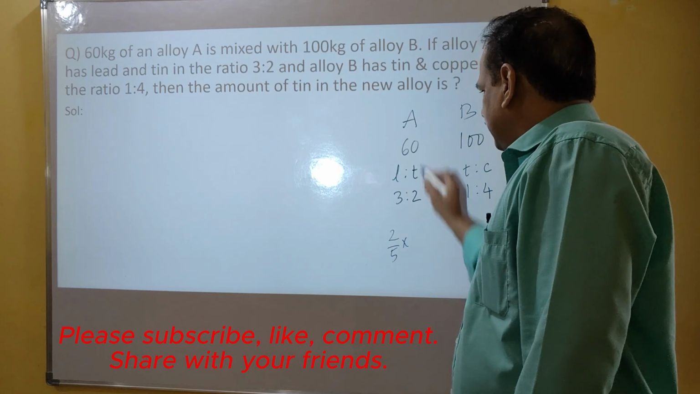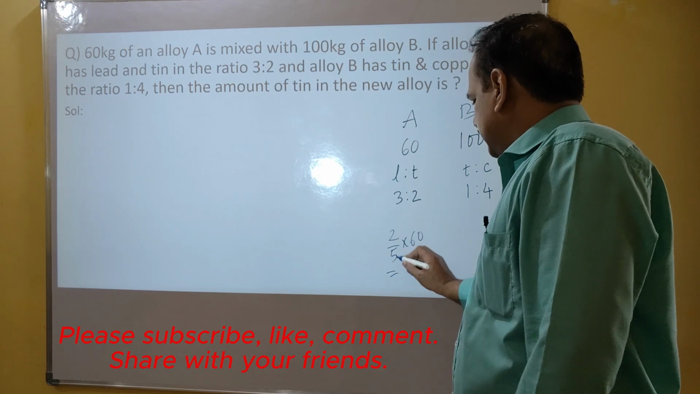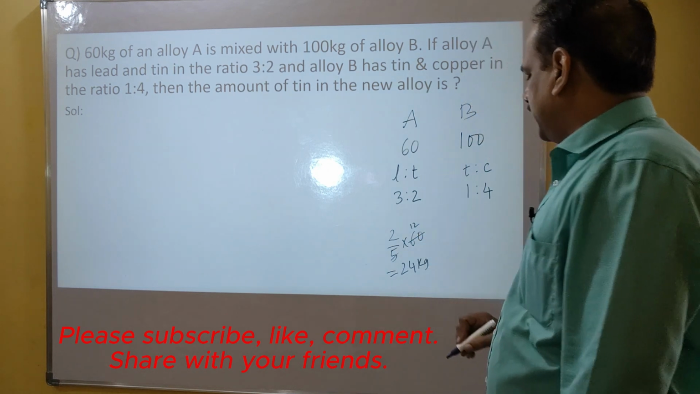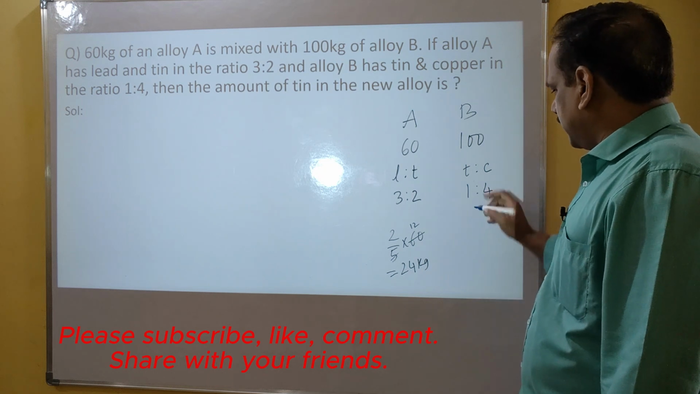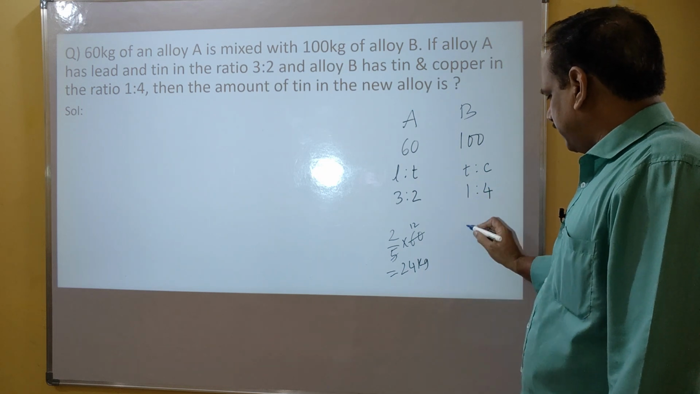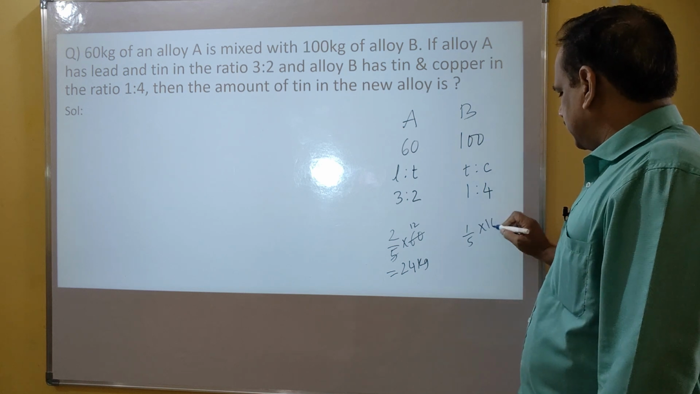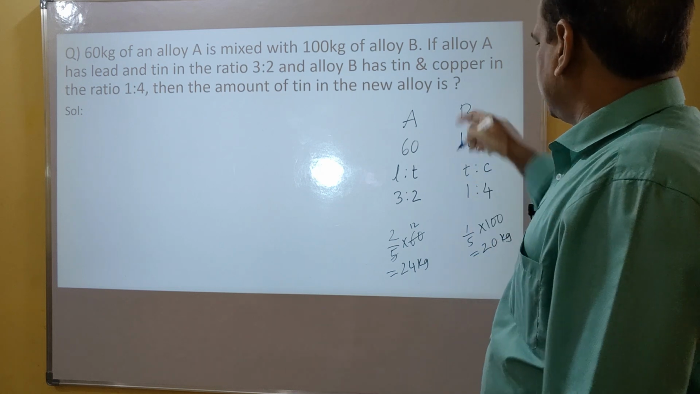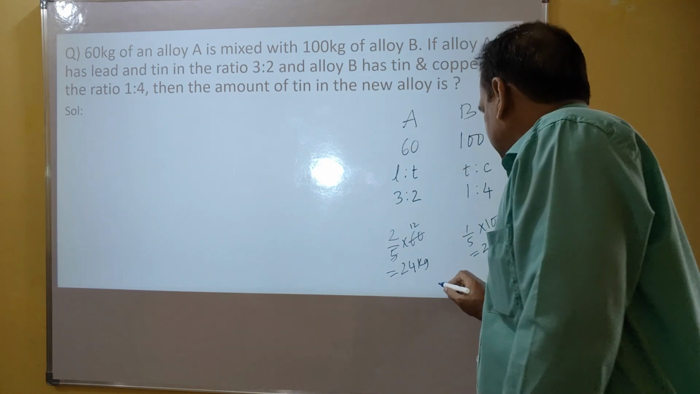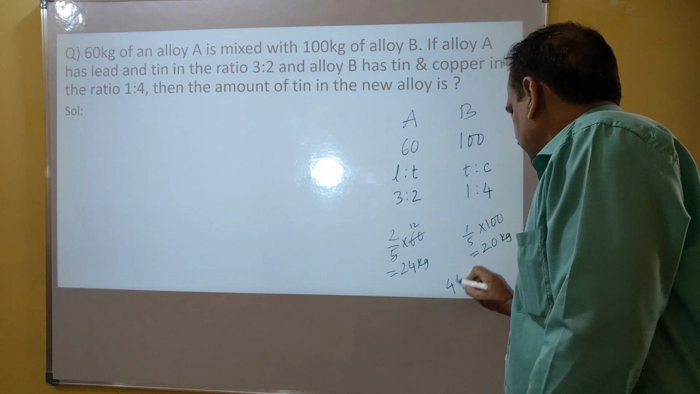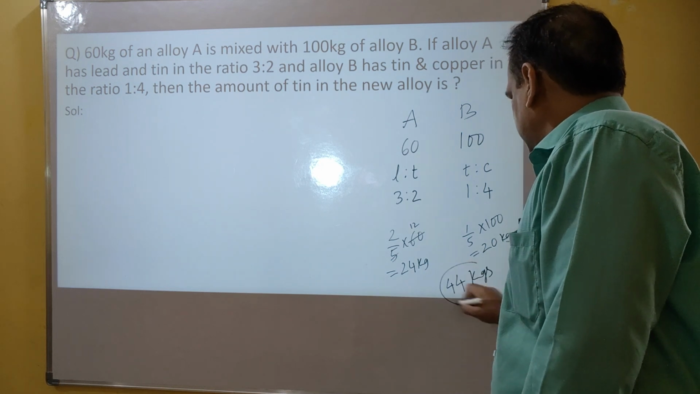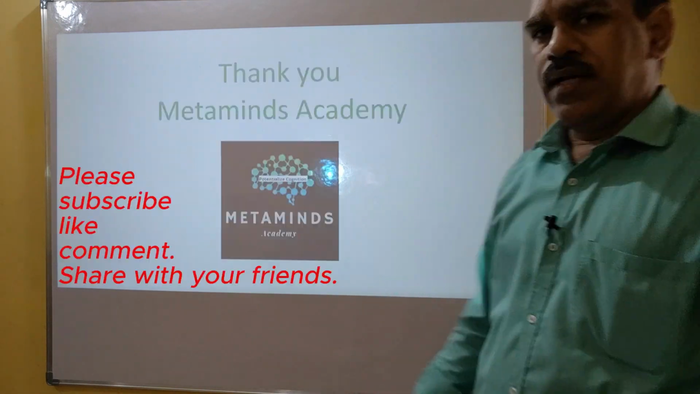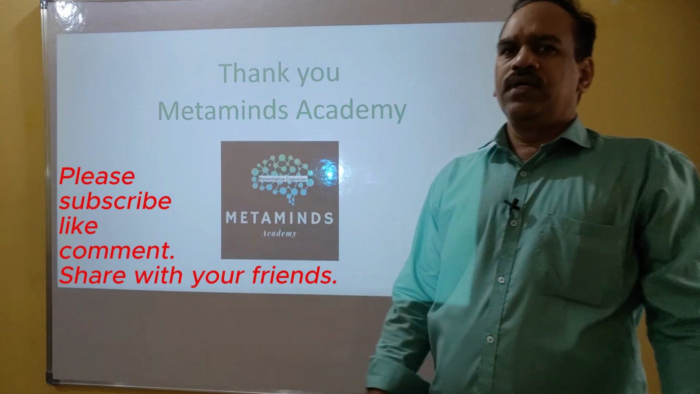2/5 of 60 kgs, which is 24 kgs, is tin in alloy A. In alloy B, tin is 1/5 of 100 kgs. It is 20 kgs of tin in alloy B. When you mix these two alloys, you must have 24 plus 20, 44 kgs of tin in the new alloy. Okay, and that is the end of ratio and proportion.